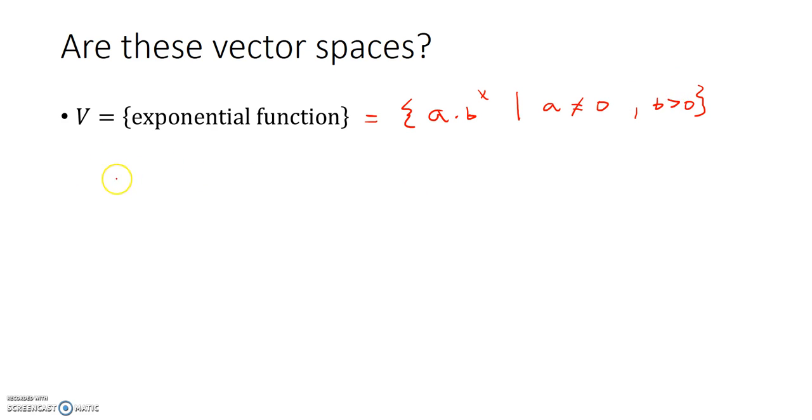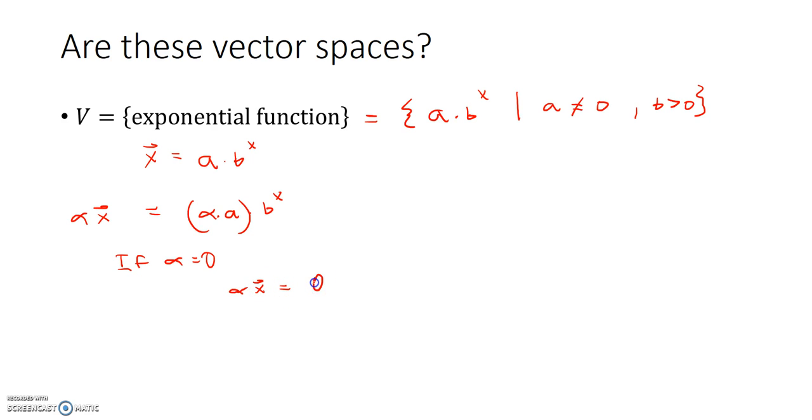Well, first of all, if I scale an exponential function, so let x be the exponential function a times b to the x. Now, if I scale x by alpha, I get alpha a times b to the x. And on first sight, you look at this and you say, oh yeah, this is just an exponential function with coefficient alpha times a. However, if alpha equals 0, then alpha x is equal to 0. And that's not an exponential function.